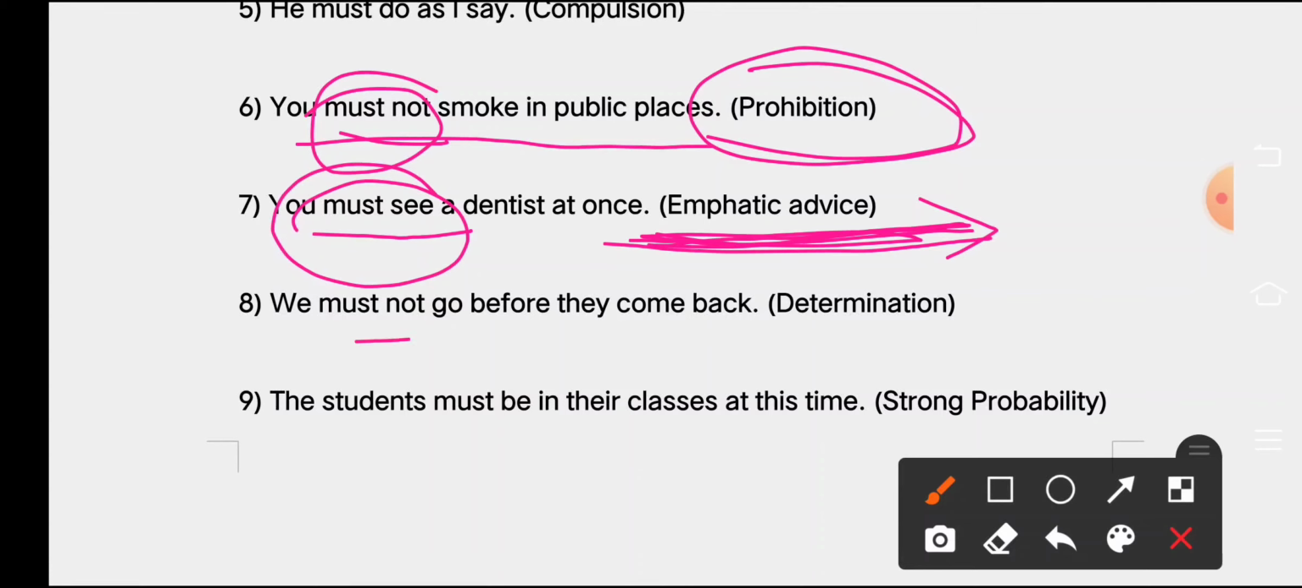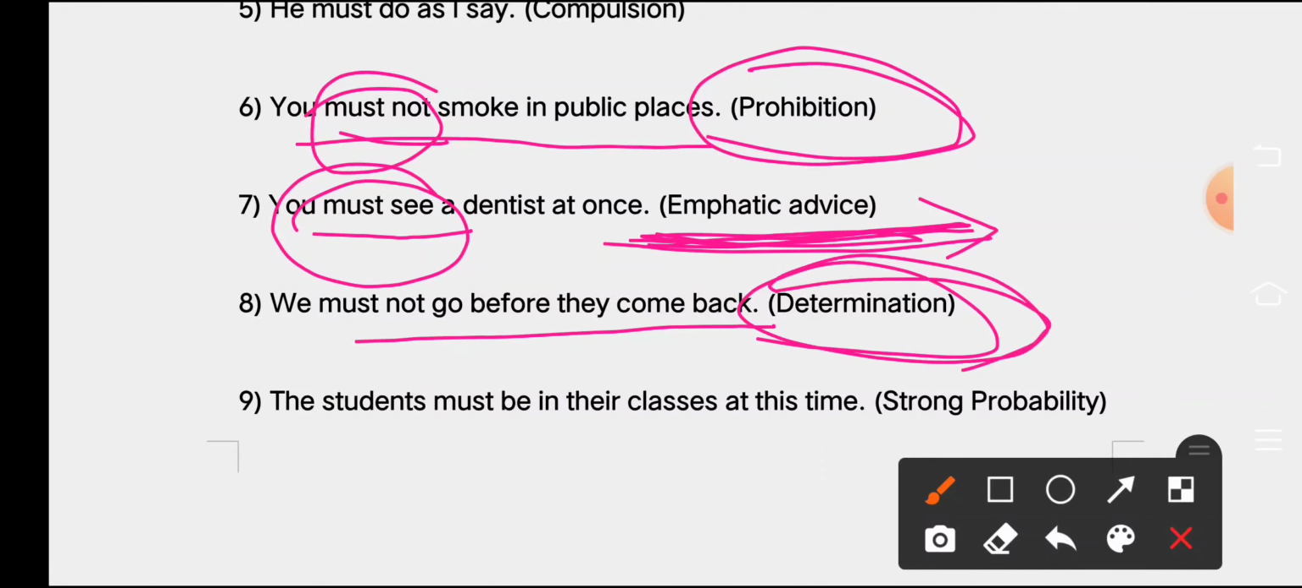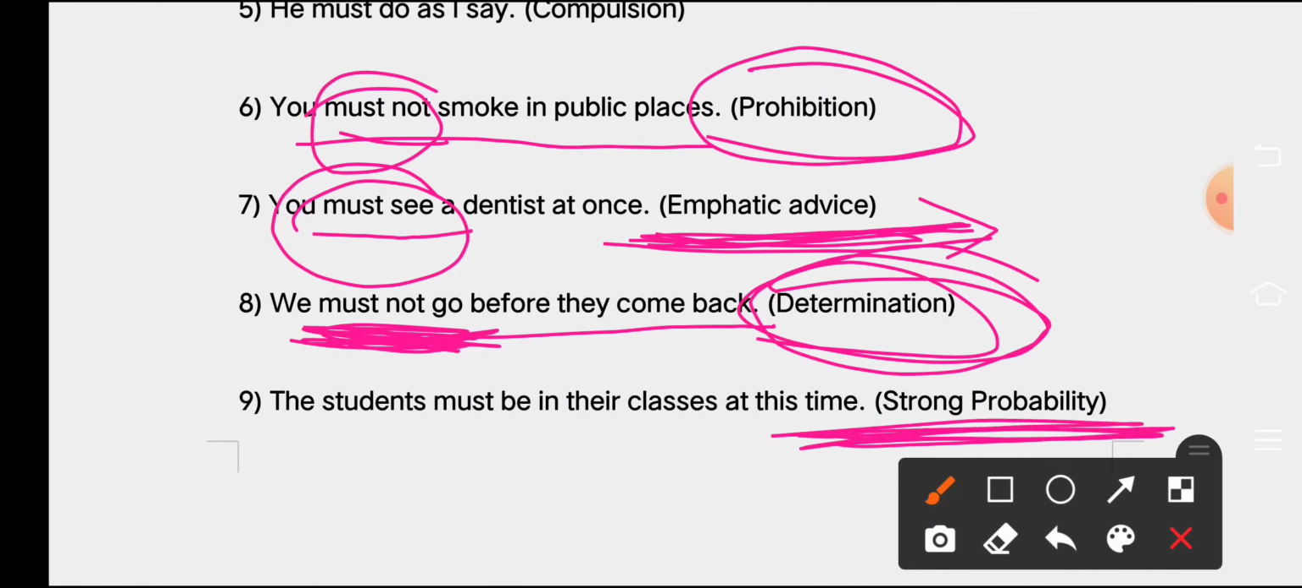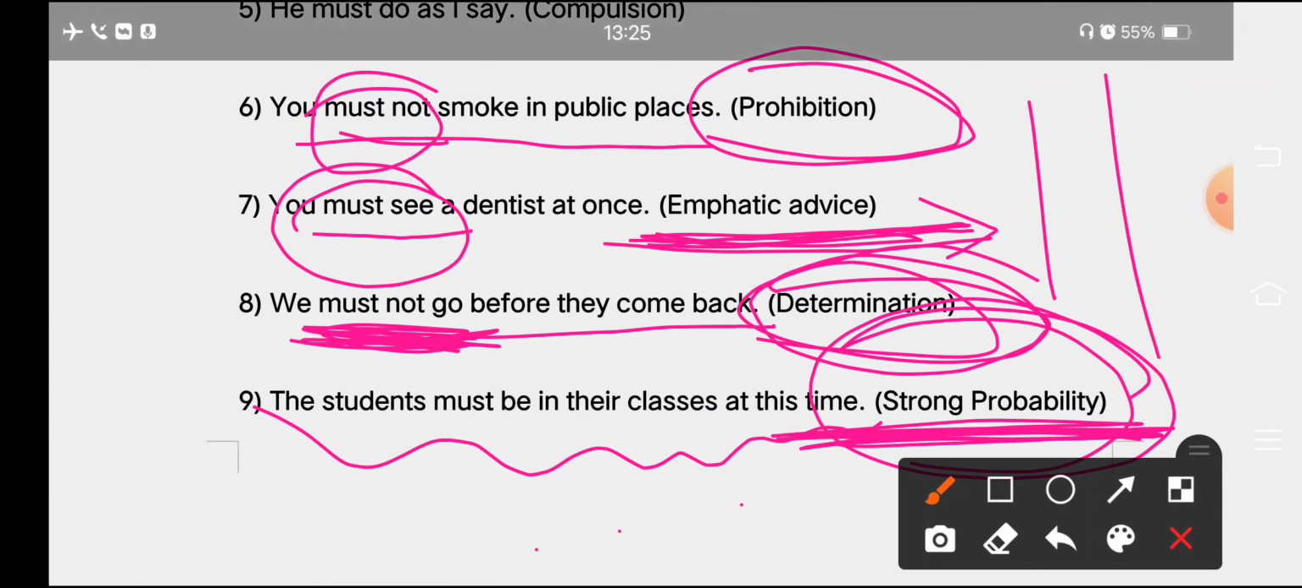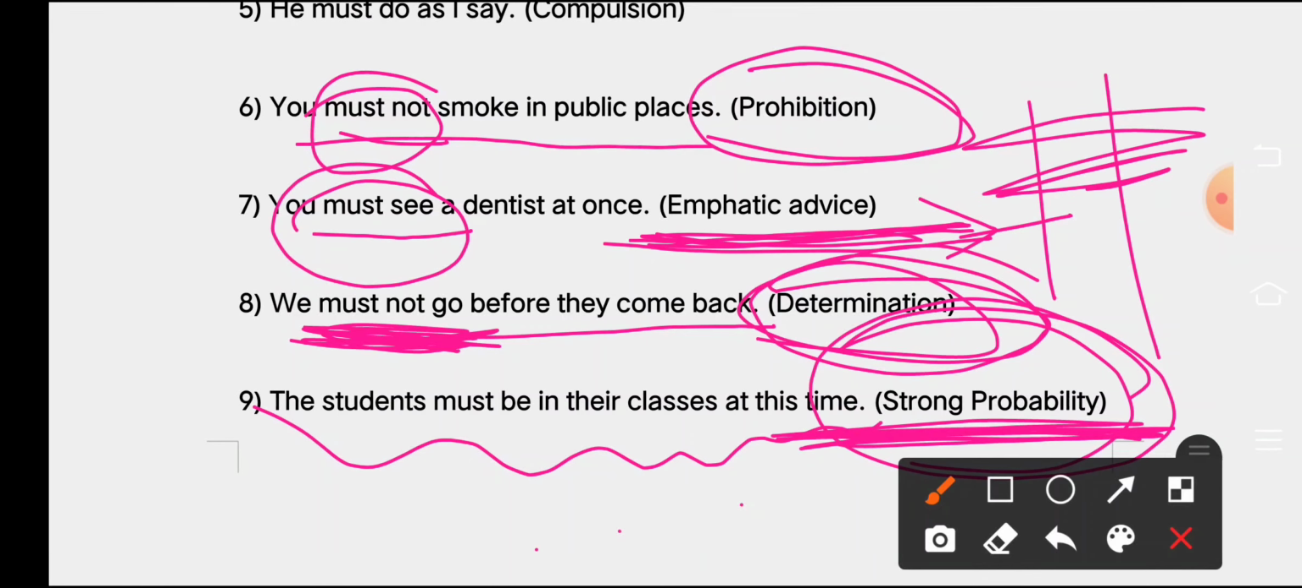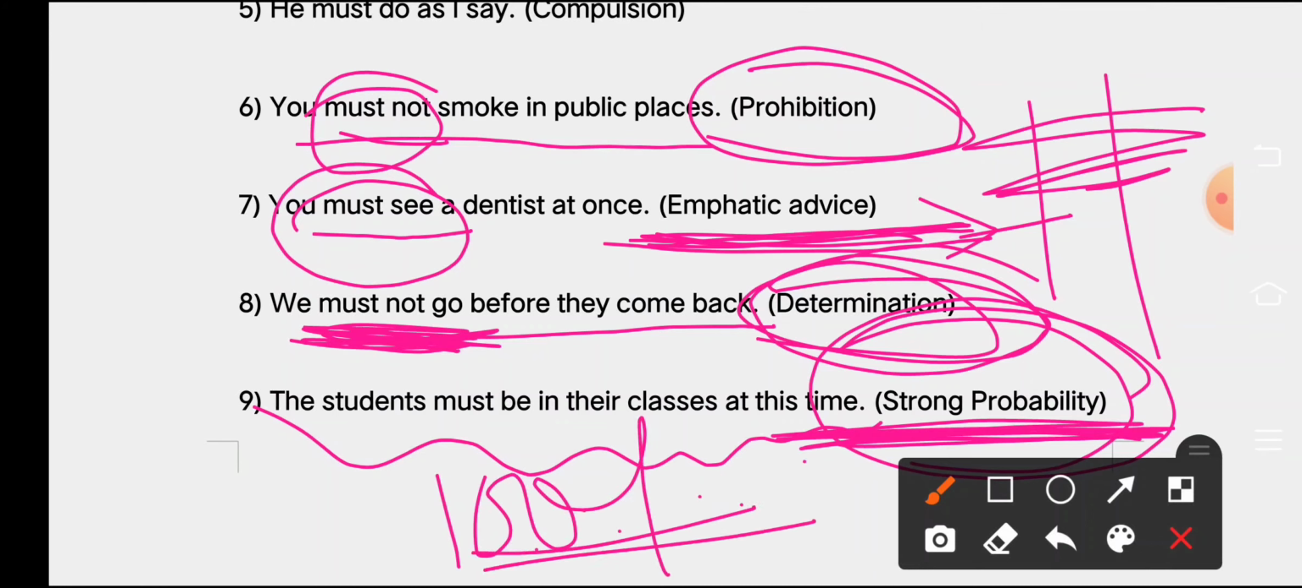We must not go before they come back. This is determination. ये हमारी determination है कि we must not go before they come back. And the last one is strong probability. And you know what is probability? The students must be in the class at this time. कि इस टाइम से पहले बच्चों को क्लास में होना ही चाहिए. तो ये स्ट्रॉन्ग प्रोबेबिलिटी है, इसमें कोई इफ़ एंड बट नहीं है, इसमें कोई 50-50 चांसेस नहीं हैं. स्ट्रॉन्ग प्रोबेबिलिटी मतलब कि 100% चांसेस हैं कि बच्चे क्लास में ही होंगे.